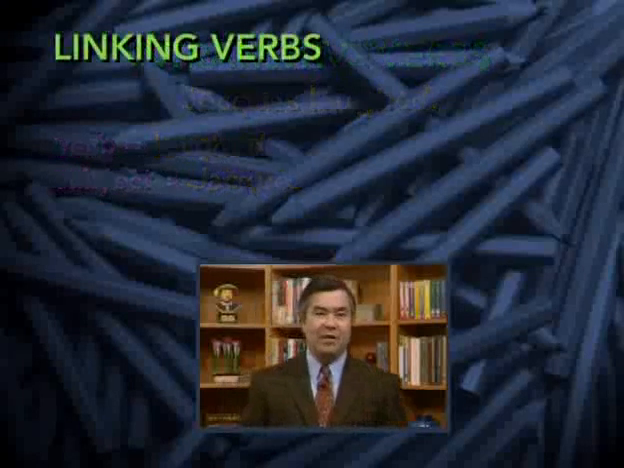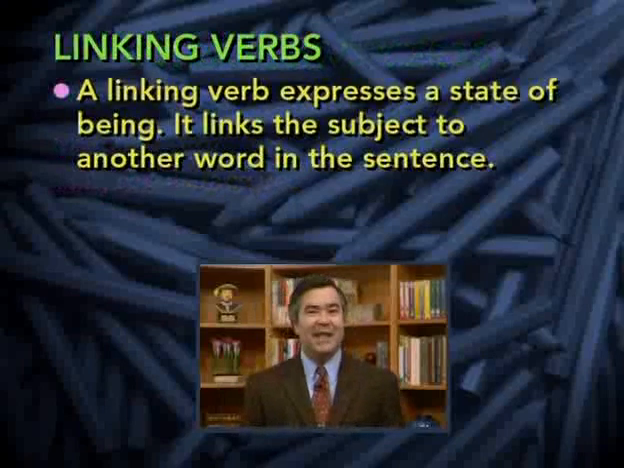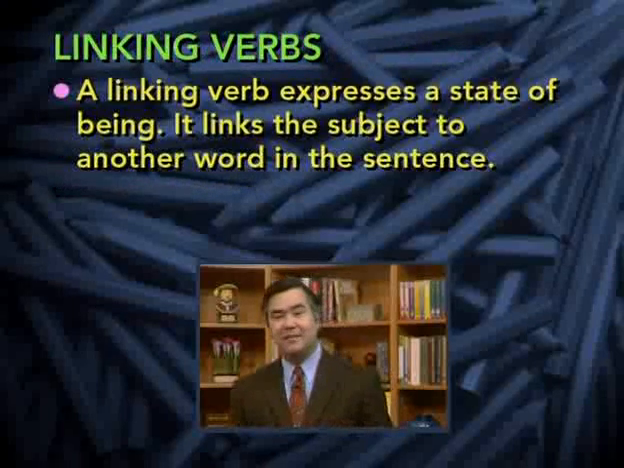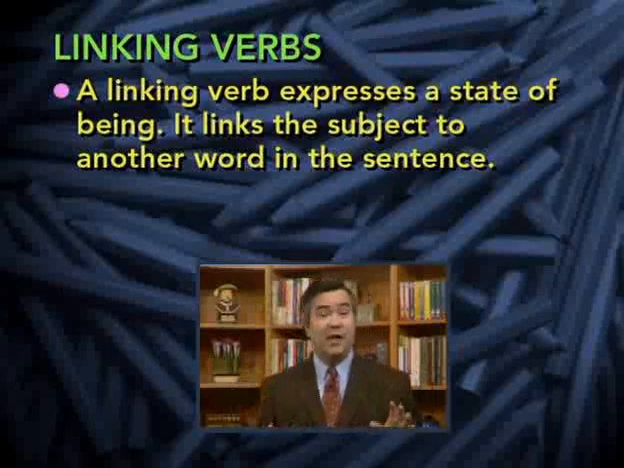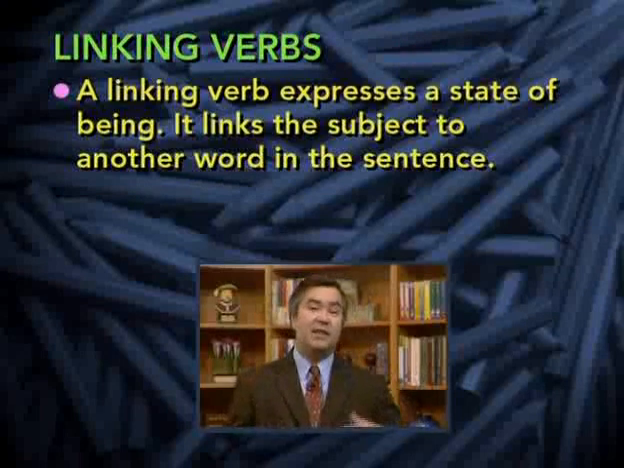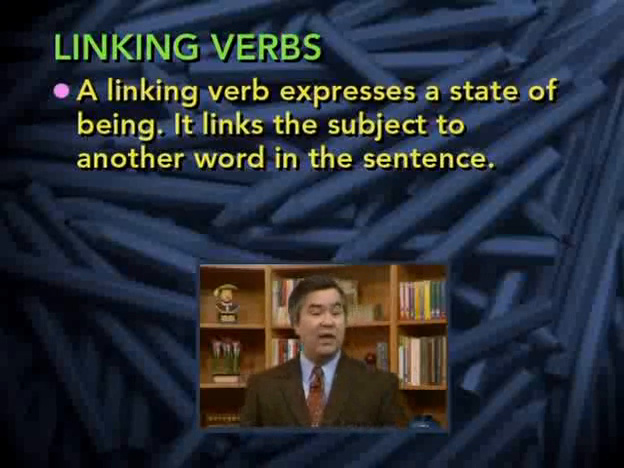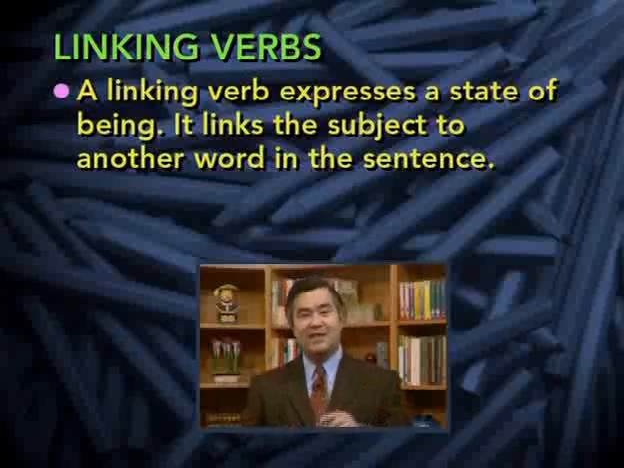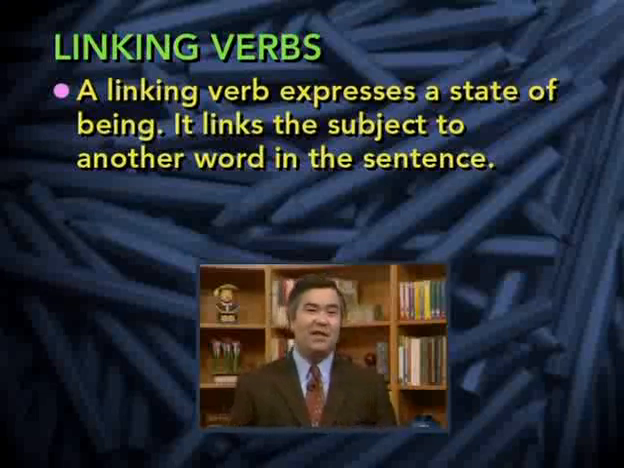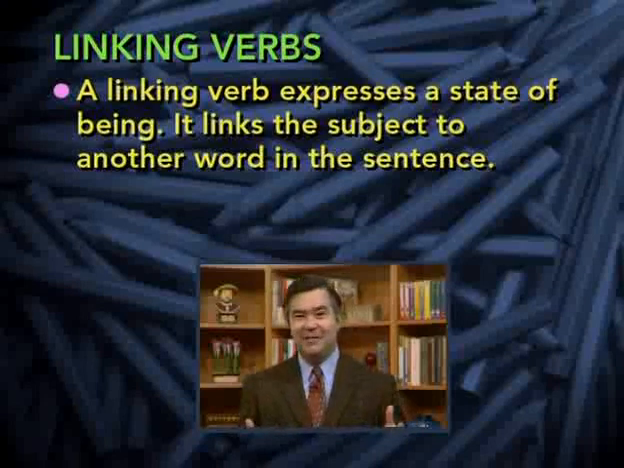The third type of verb is a linking verb. A linking verb expresses a state of being. It links the subject to another word in the sentence. Remember that our definition of verb explains that a verb is a word that expresses an action or a state of being. Both transitive and intransitive verbs express actions. A linking verb expresses a state of being. Rather than telling us what the subject does, it tells us what the subject is.